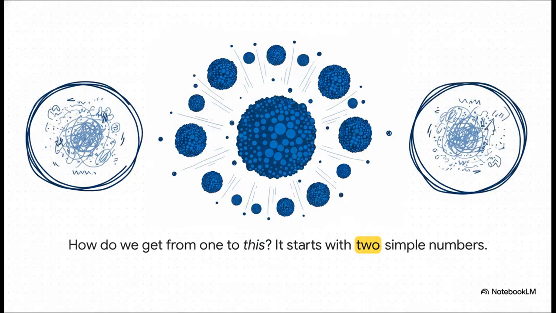So you might be looking at this and wondering, how do we get from one tiny little thing to, well, this? I mean, this kind of explosive growth looks chaotic, right? But it's not. It's actually super orderly. And believe it or not, the entire story is written with just two key numbers.